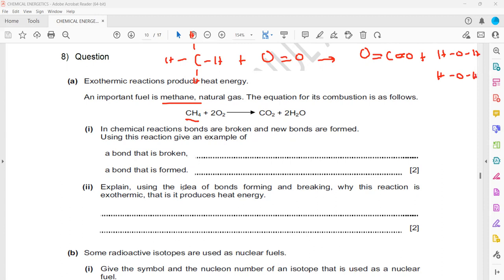So for example, you can write any of them. Because it is the bond breaking side, the reactant, you can mention the oxygen-oxygen double bond is broken, or you can also mention the C-H bond is broken. The bonds which are formed are the oxygen and carbon double bond, or hydrogen and oxygen single bond, or O-H bond.